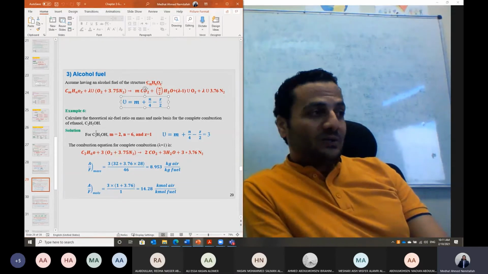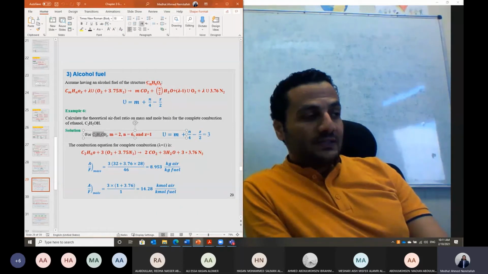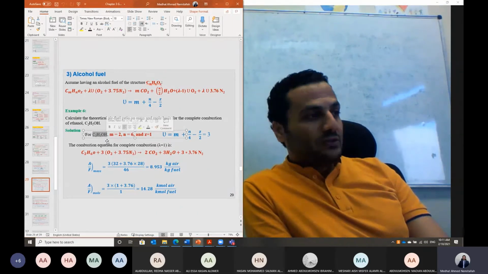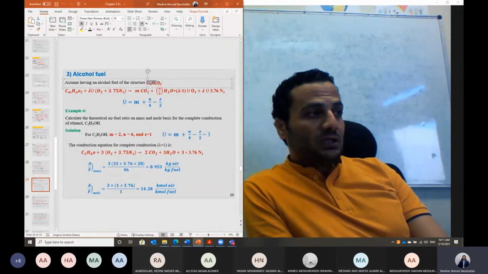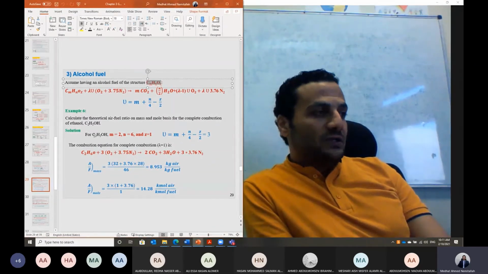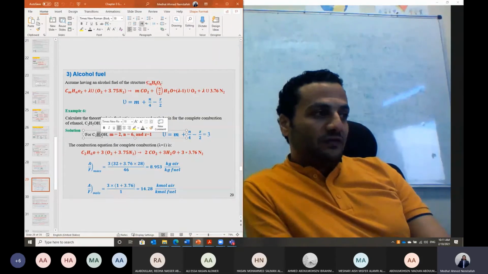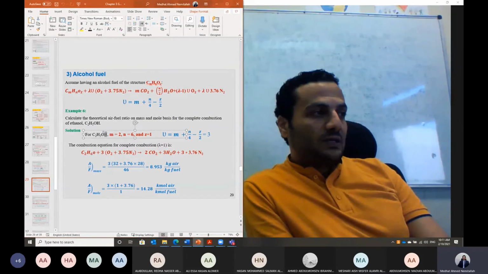Here is an example, شباب, if we have ethanol, C2H5OH. We can just rearrange it to be in the form CmHnOZ. So it will be C2, we have H5 and we have H here, so it will be C2H6 and we have O in this case. So in this case, شباب, for this fuel, M is equal to what?